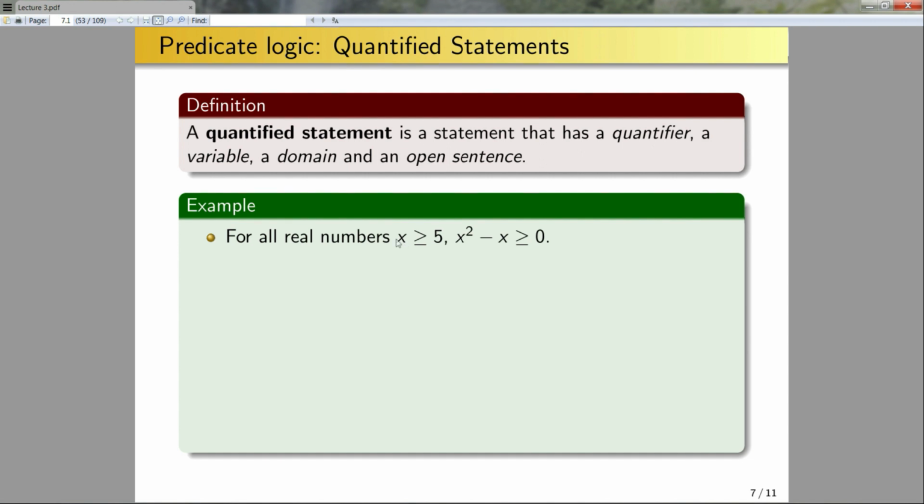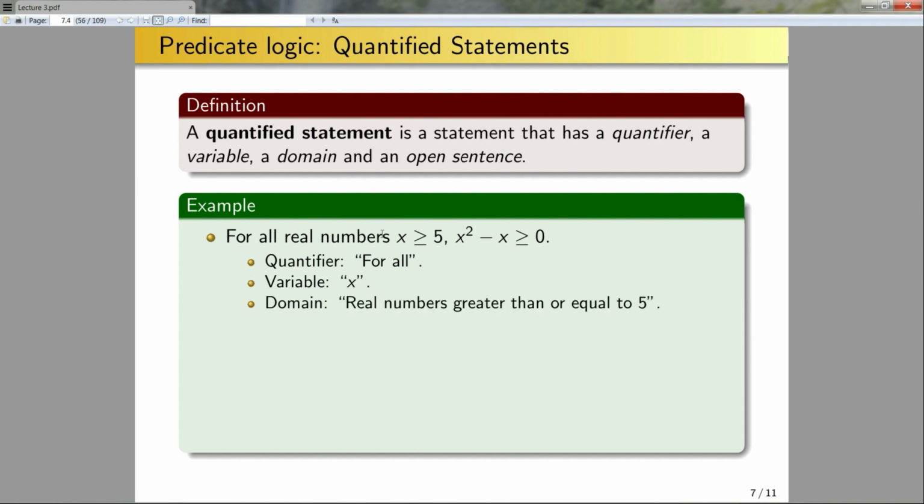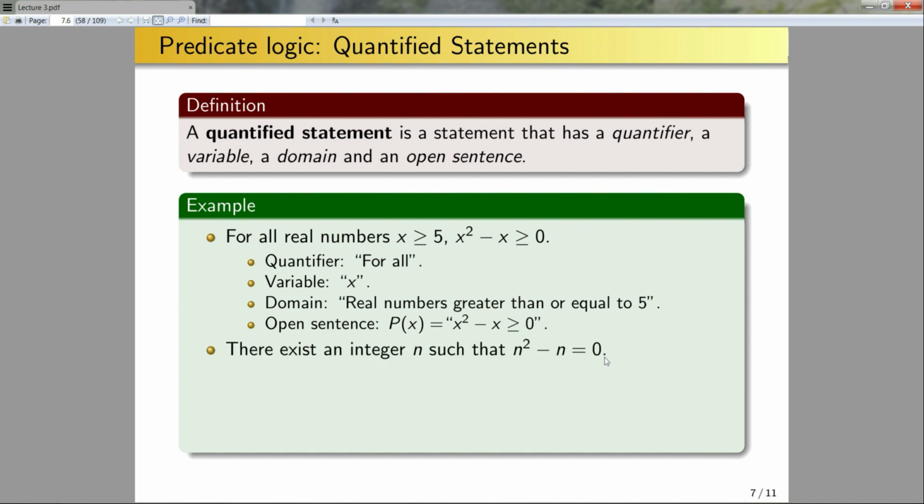So for all real numbers x greater than or equal to 5, x squared minus x is greater than or equal to 0. So in this case, the quantifier will simply be the for all. The variable will simply be x. The domain will be real numbers greater than or equal to 5, and the open sentence will be this element here. Okay, let's look at another example. There exists an integer n such that n squared minus n is equal to 0. So in this case, the quantifier will be there exists, the variable will be n, my domain will be integers, which I will denote by this Z, and my open sentence will simply be this statement here.